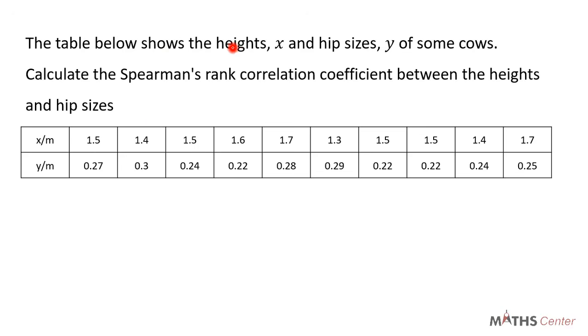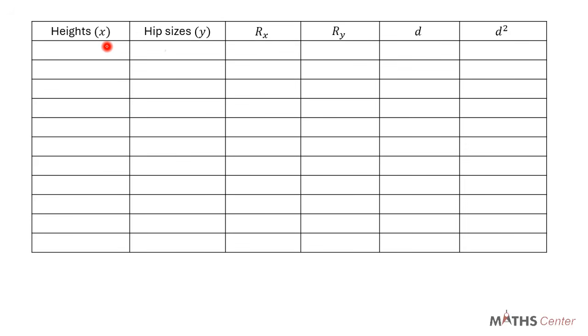The table below shows the heights x and hip sizes y of some cows. Calculate the Spearman's rank correlation coefficient between the heights and hip sizes. Let's do that. So we have a table with 6 columns. In the first column, I'll have the heights, I'll call that x. In the second column, I'll have the hip sizes, I'll call that y. We have Rx where we rank the x values, Ry where we rank the y values. D will be Rx minus Ry, and D squared will be the square of the D values.